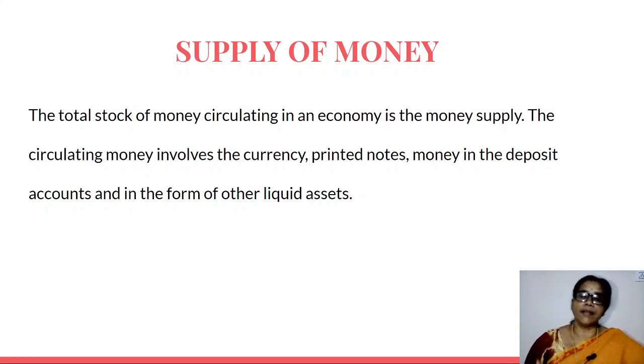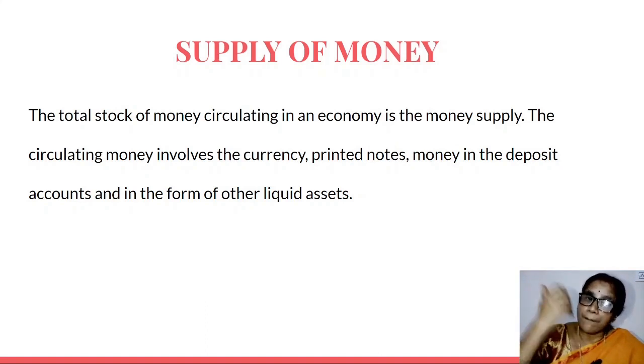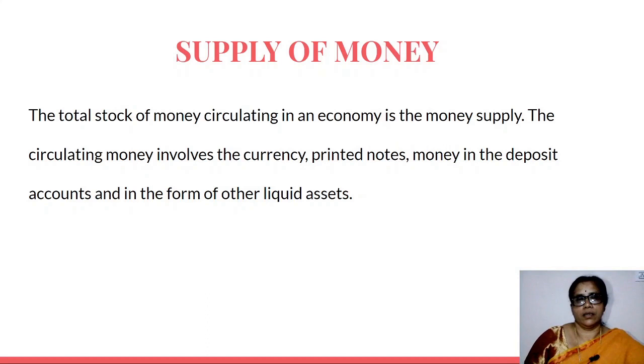The circulating money involves currency, printed notes, money in the deposit accounts, and other liquid assets. So when we say currency notes, the RBI is issuing the currency notes. For example, if you take a 100 rupee currency note, the face value of that currency note is not equal to the intrinsic value. That is, the value of the paper and the value of that money is not equal. The commodity value is not equal. But RBI promises the bearer of that money the purchasing power for the amount printed on it. So such type of money we call legal tender money.